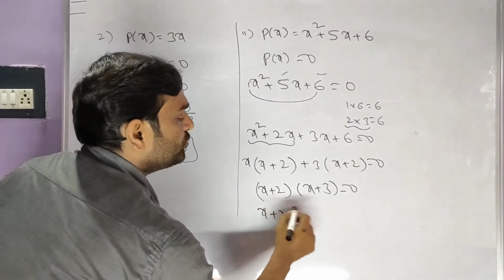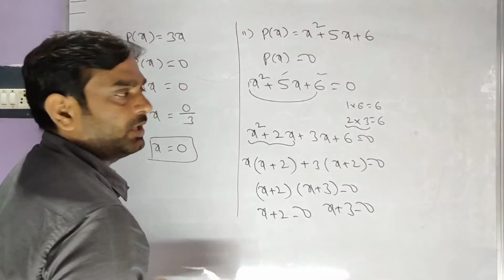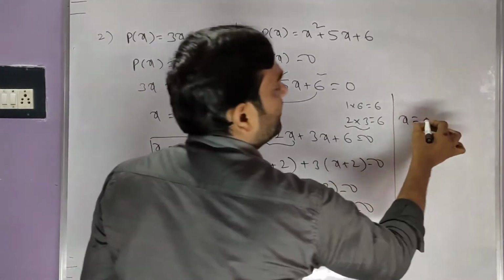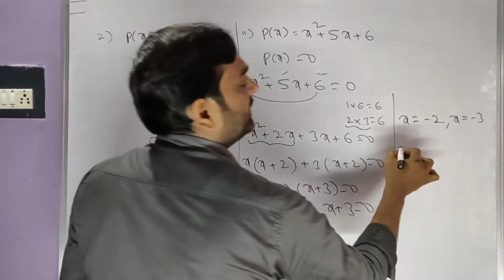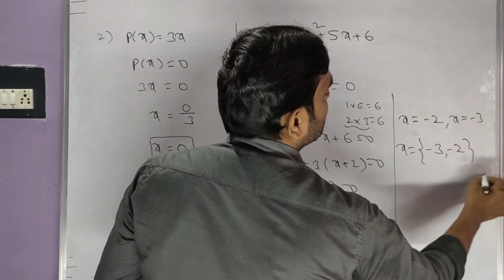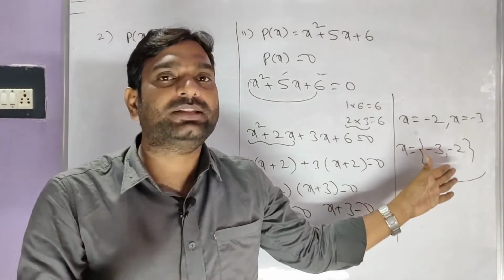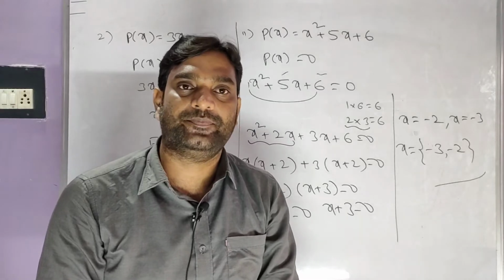That 0 belongs to both factors. So x plus 2 equals 0 and x plus 3 equals 0. Then x equals minus 2, and x equals minus 3. Then we got two zeros, minus 3 and minus 2. Both are the zeros of the given polynomial x squared plus 5x plus 6.